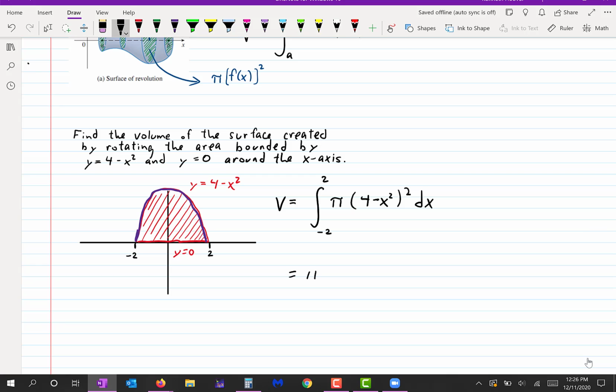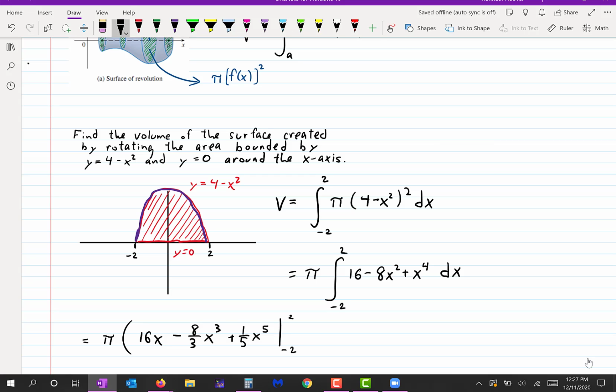All right, this is going to be a pretty straightforward integral. The pi is a constant. Let's take that out front. 4 minus x squared, squared, is 16 minus 8x squared plus x to the 4th, integrating from -2 to 2. So that's going to give us pi times 16x minus 8/3 x cubed plus 1/5 x to the 5th, x going from -2 to 2.